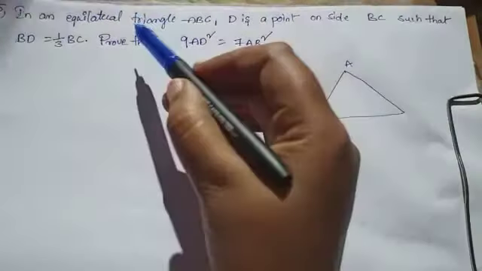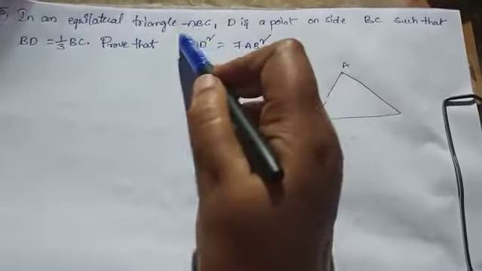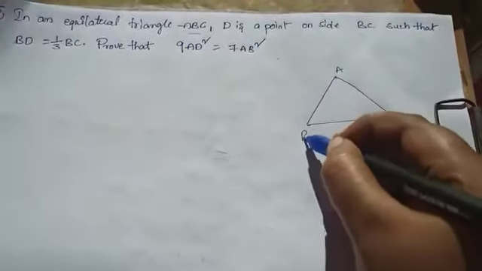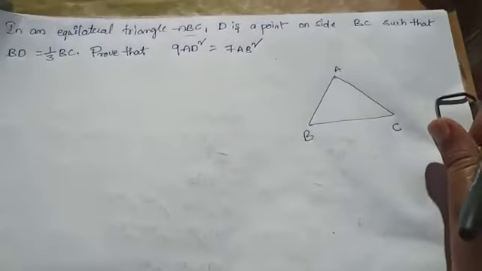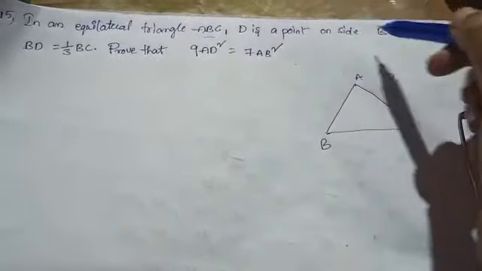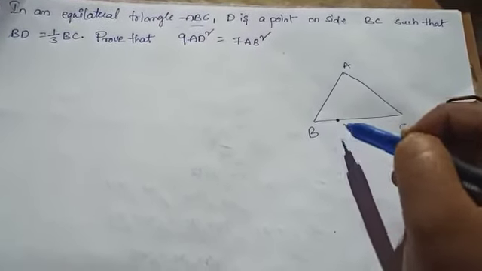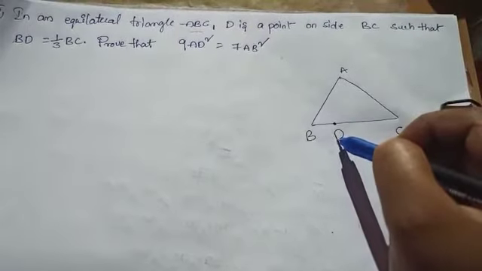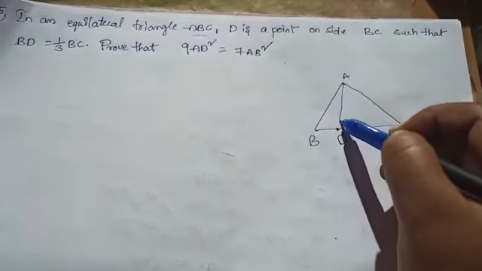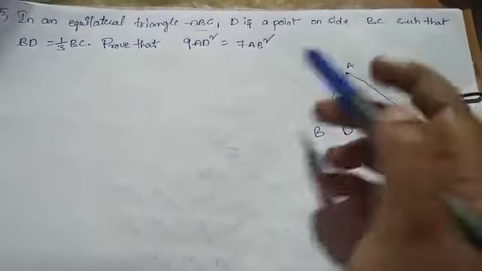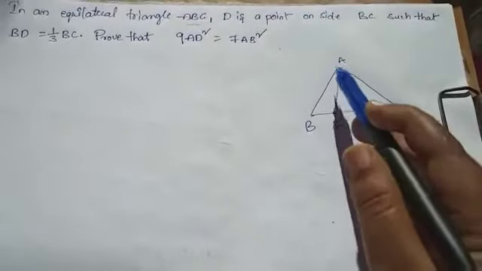First, let's draw triangle ABC. This is equilateral triangle ABC. Here it is given that D is a point on side BC. Suppose D is a point on BC. Join AD. Here we need to prove 9AD square equal to 7AB square.